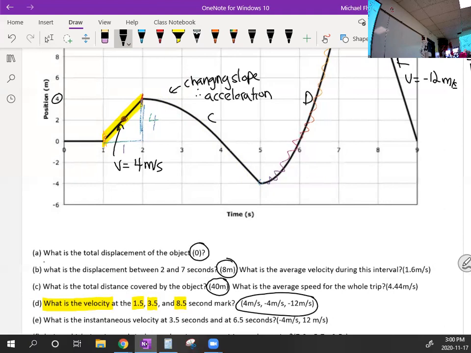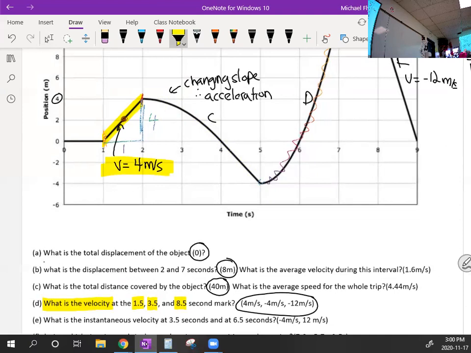That yellow line that I highlighted is straight all the way. So that means it always has a constant slope all the way up. So the answer is anywhere between 1 and 2 seconds. This is your answer, 4 meters per second.